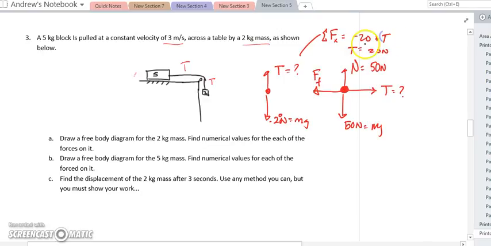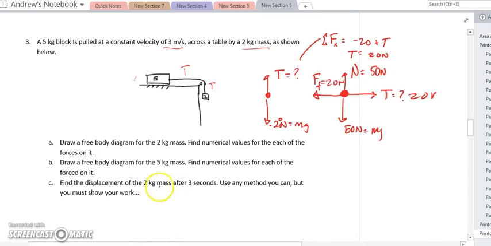So the tension in that cable is the same for both masses. That's not always the case in every situation where you've got a hanging mass like that, especially if this was on an incline. So what we're going to do is take this tension and make this tension also 20 newtons. And that also tells us that the force of friction is 20 newtons, but it's in the opposite direction. And the last portion here is find the displacement of the 2 kilogram mass after 3 seconds. Use any method you can, but you must show your work.